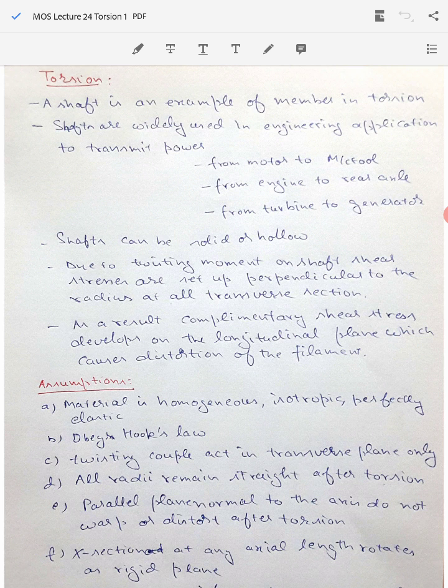So if you take any cross section of the shaft, which is a circular shaft, and you draw the radii on that cross section before applying the torsion and after applying the torsion, you will find that those radii will remain straight, they will not get distorted. The parallel planes normal to the axis do not warp or distort after the torsion. So that means if you take any cross section, if it is circular, it is going to remain circular after the deformation. It is not going to become an ellipse or something else. And the cross section at any axial length rotates as a rigid plane.